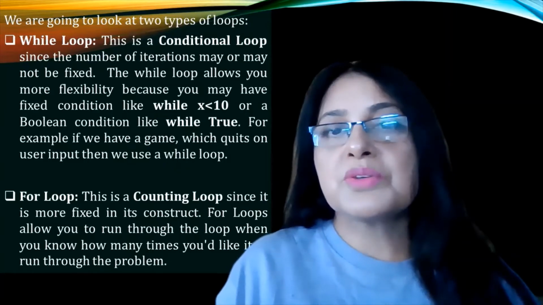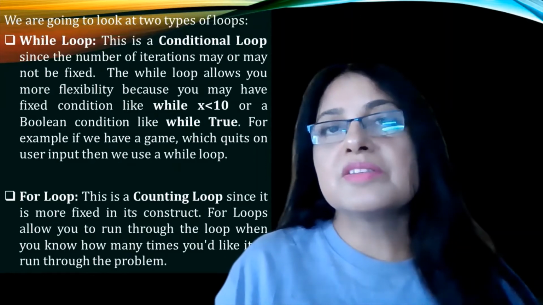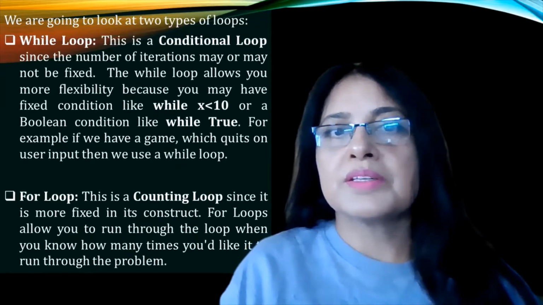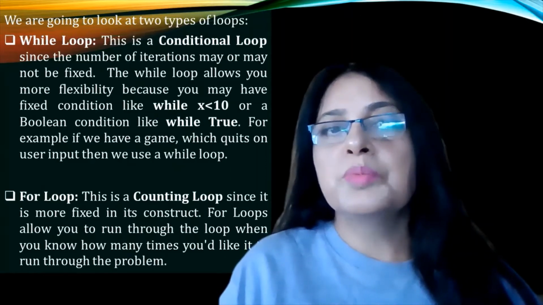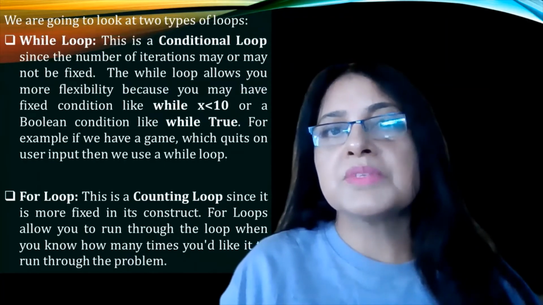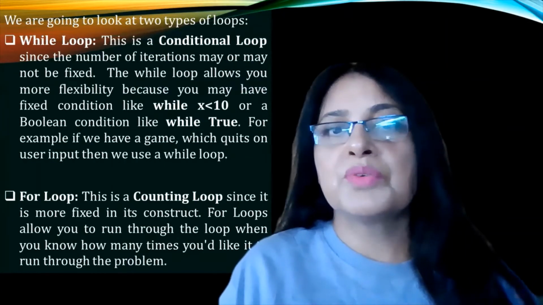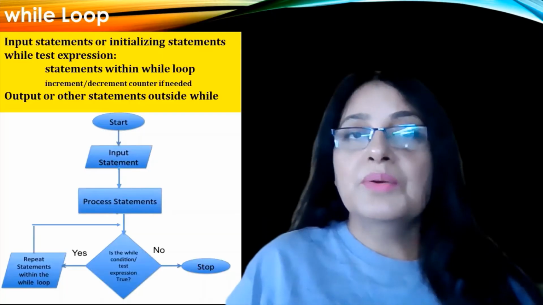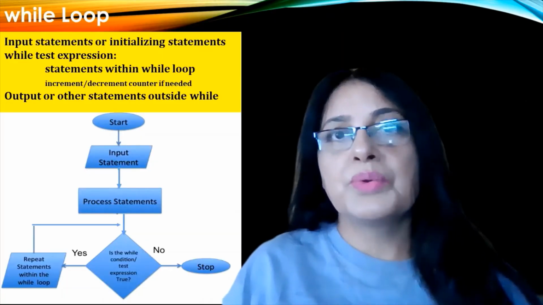The for loop is called a counting loop since it's more fixed in its construct. It allows you to run the loop when you know exactly the number of times you want to run this. Now let's look at the syntax of the while loop.